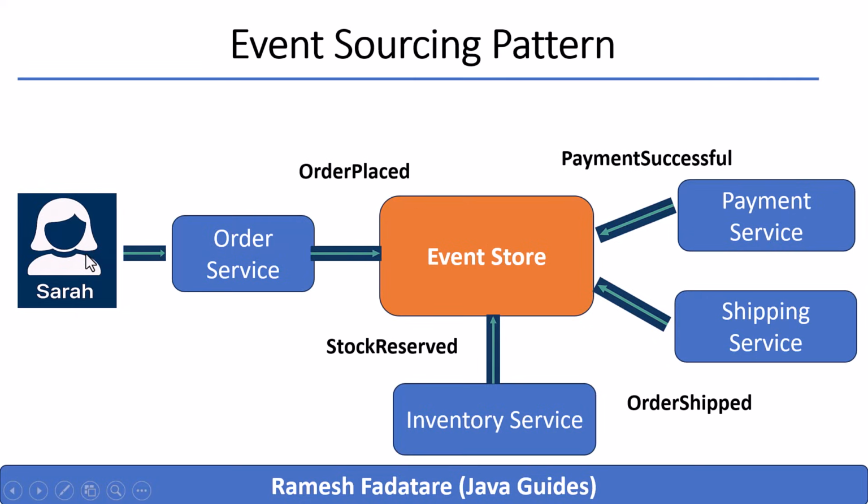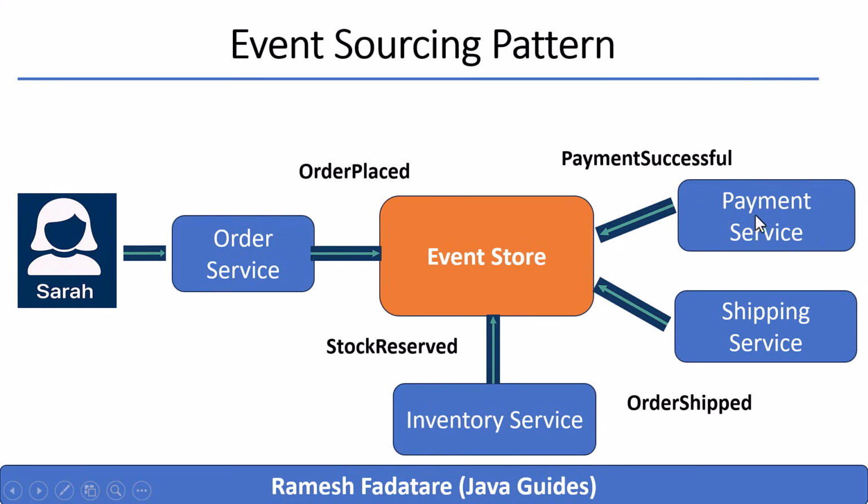Sarah places an order. The order service saves an event called order placed. It doesn't save a full order record, it saves the action that happened. This event is published to an event store, a kind of log where all events go. Next, the inventory service picks up that order placed event. It checks if the phone is in stock. If everything looks good, it emits another event, stock reserved.